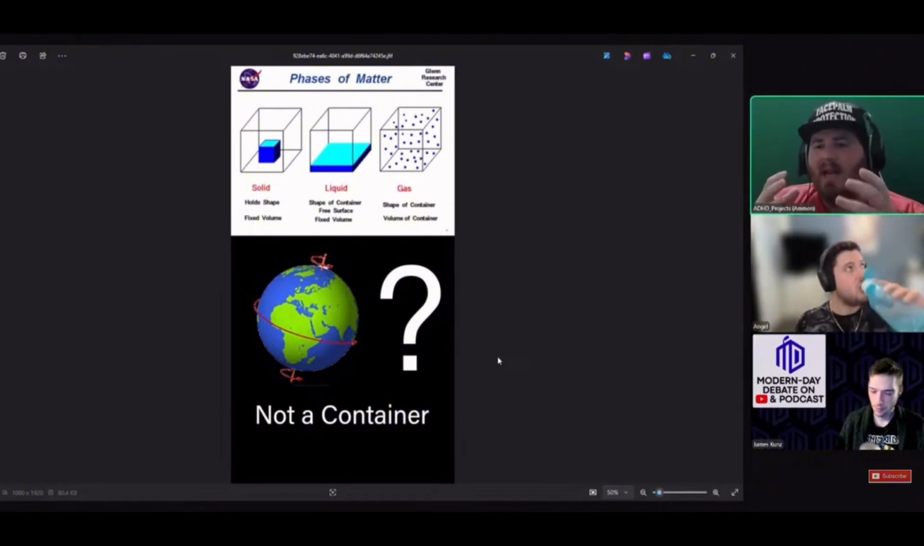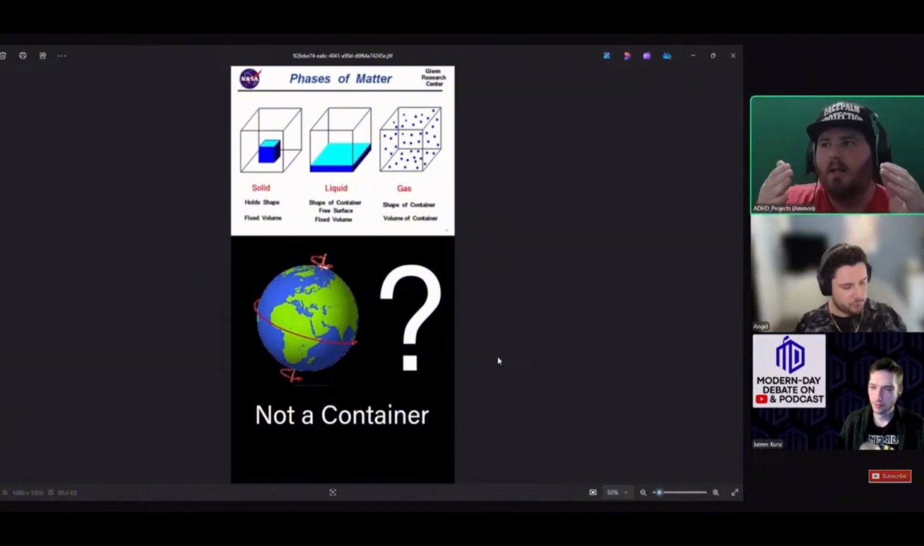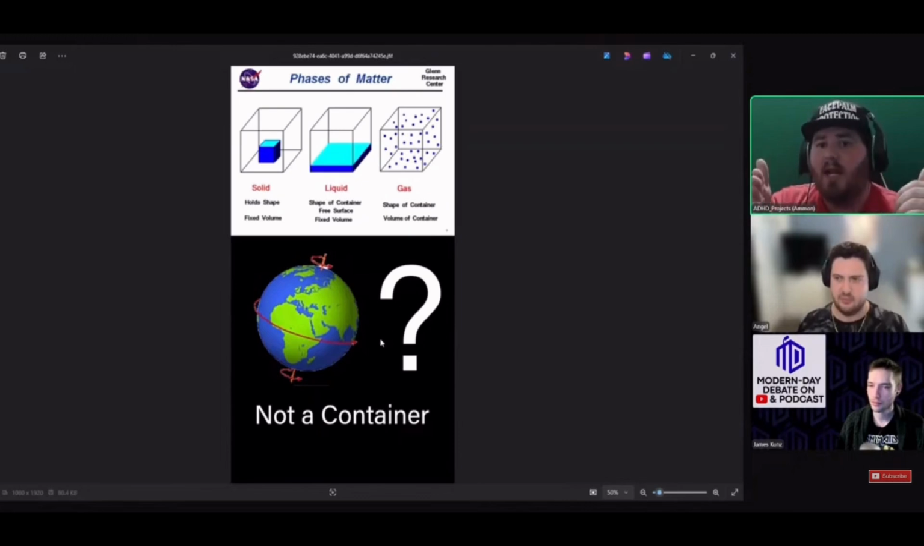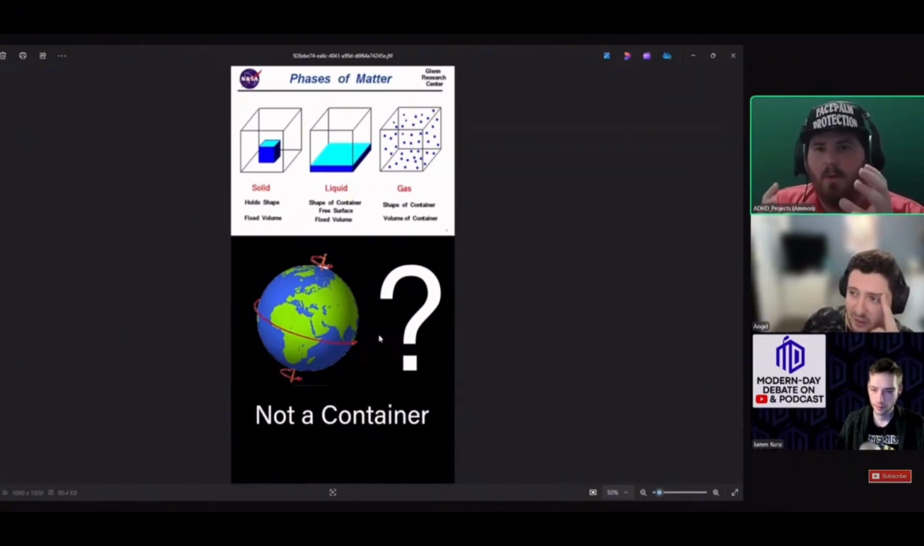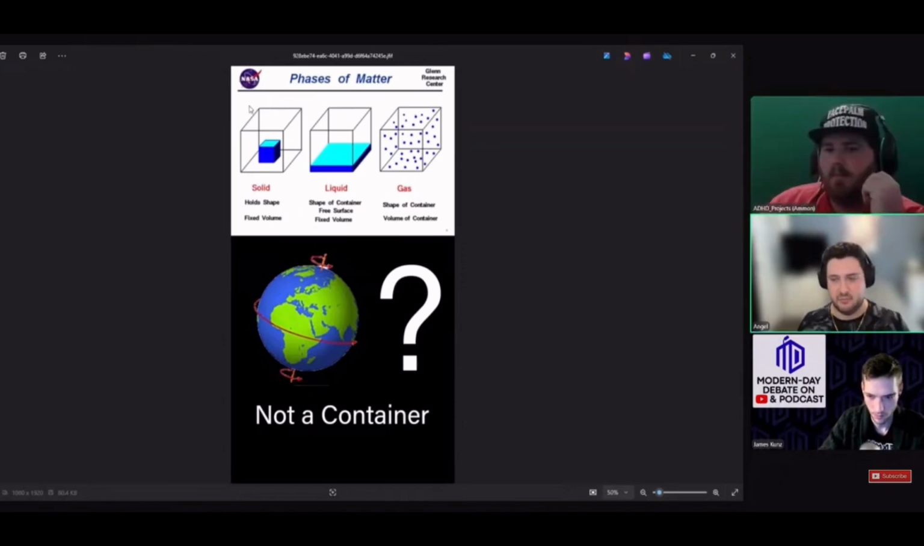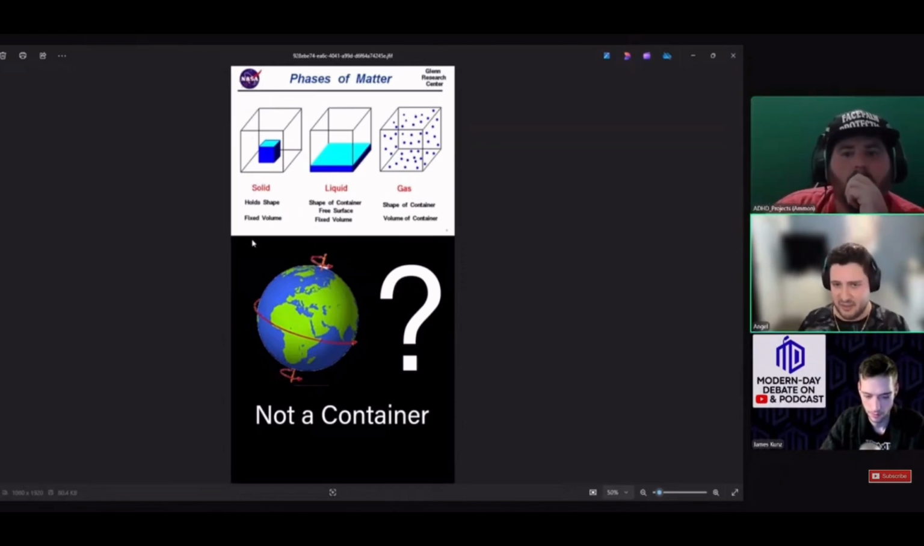That means that the gas pressure is not the force exerted on the container. It's the force exerted on an area, because we can use a barometer to measure gas pressure. If it was only the container, we could only measure it on the walls of the container. Okay, go ahead.